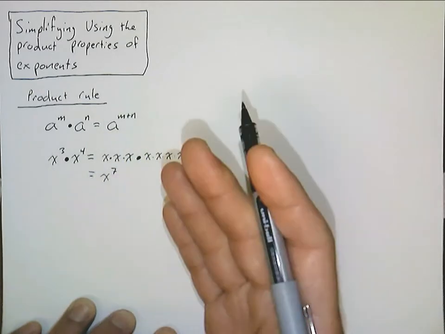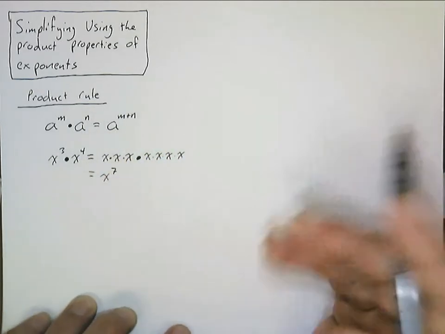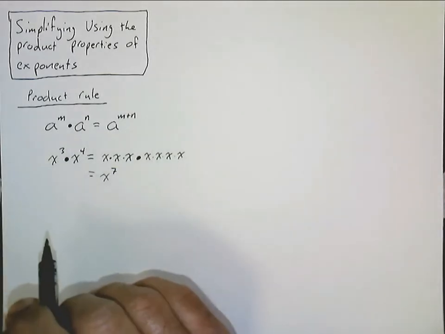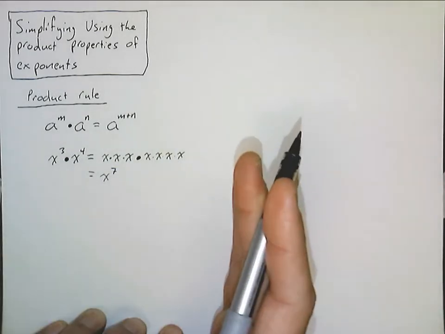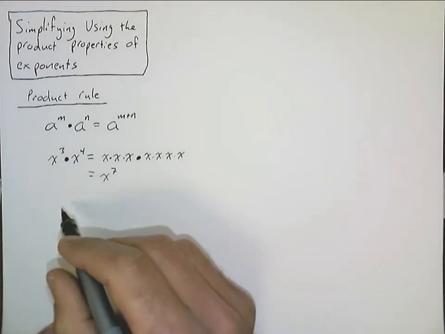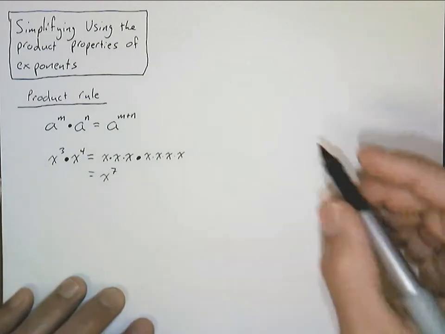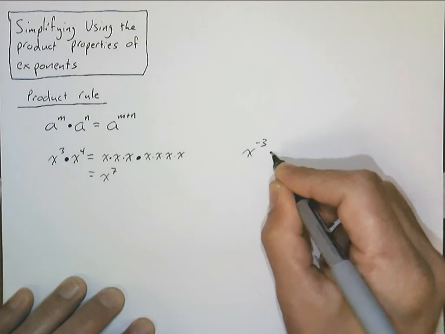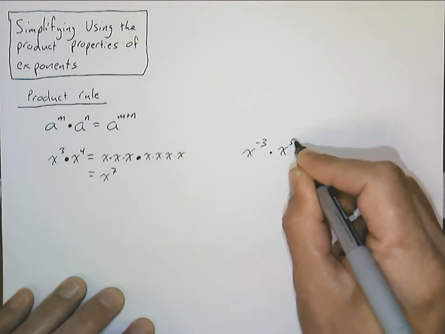The idea is that people tend to get this confused with the next rule we're going to talk about, which is called the power rule. But just for the product rule, it also works for negative exponents. Just look at a simple example like x to the power of negative 3 times x to the power of 5.